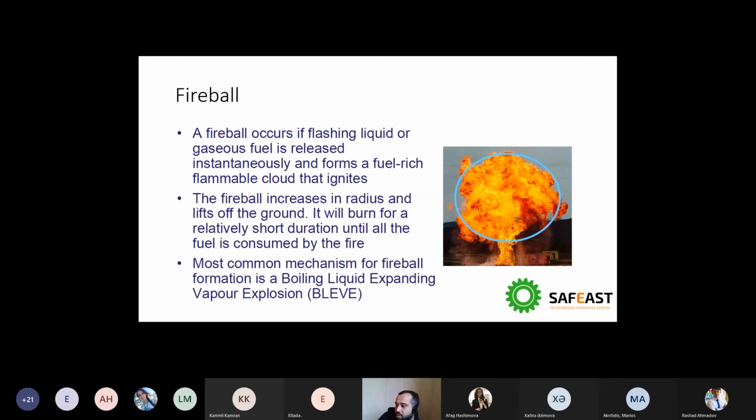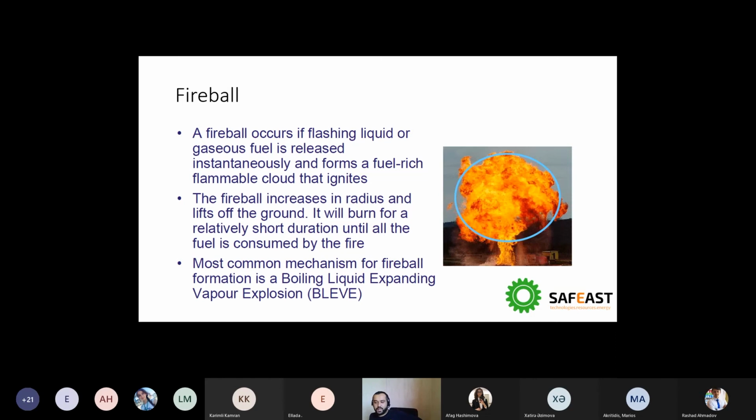And the fireball increases. Let's say it starts here, it increases to a certain radius and lifts off the ground. Usually, this whole process takes less than a minute, like 30 seconds, 35 seconds, sometimes 20 seconds. I don't think you can sustain a fireball for more than a minute. And the most common mechanism for fireball formation is a BLEVE, the phenomenon called BLEVE.